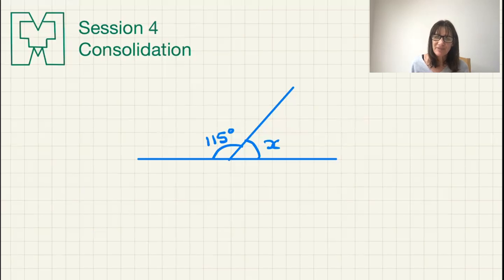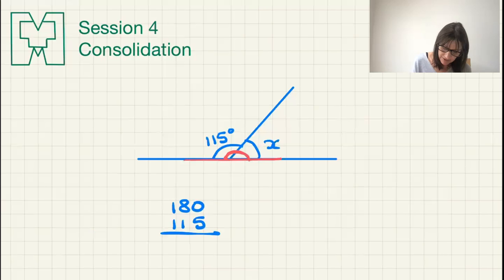All right then, so this is our straight line rule where we've got that half moon. The half moon equals 180 degrees, okay? So the magic number that we're going to use to help us is 180. I'm going to take away what I know to help me find out X. 0 take 5 I can't do.